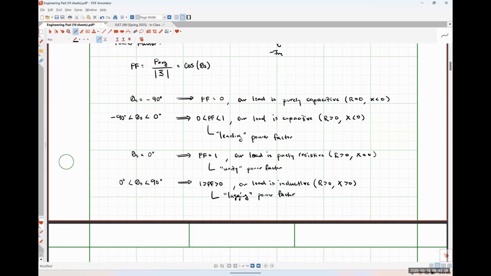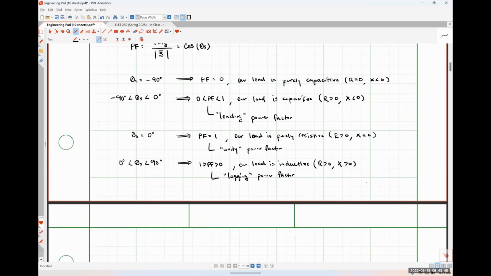And they're called a lagging power factor because anytime our system has any inductance in it, our current is going to lag our voltage, meaning that the current will hit its peak value in time after our voltage hits its peak value in time.